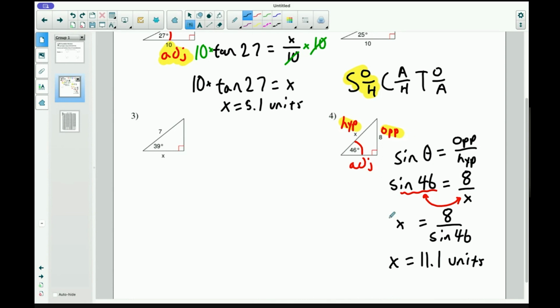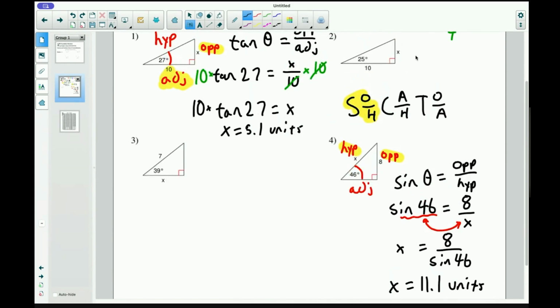For those of you who are curious about the other two, we have x is equal to, I think we said 4.7 units for this one, I believe. 4.7 units. And for this one here on the left-hand side, it was x is equal to 5.4 units.